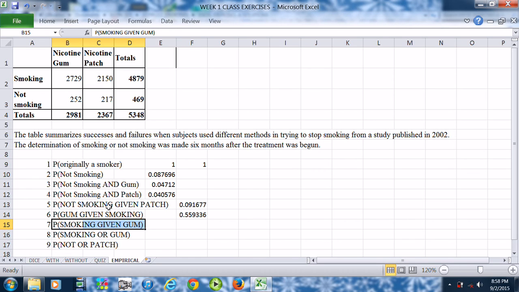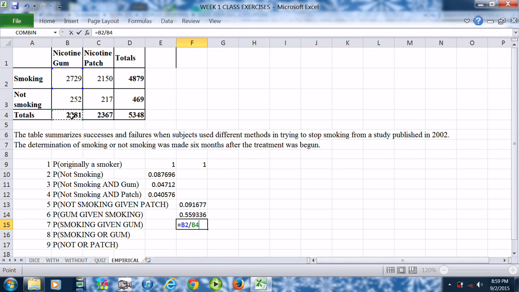So this one, given the condition, try to quit with the gum, and that is opposite of what we did before, where we wanted to find gum given smoking. Now we're going to do smoking given gum. So we know then these individuals tried to quit given using nicotine gum. So 2,981 tried to quit using the gum. Of those who were still not smoking, that's 2,729.